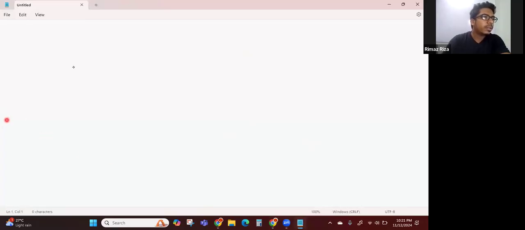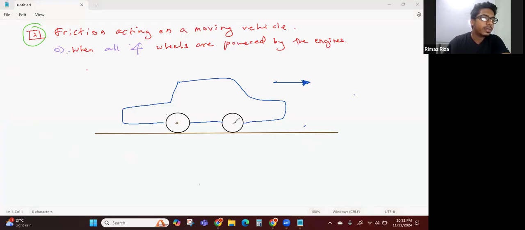Okay, so here I'll explain. Here the engine powers both wheels, I mean all four wheels. The engine rotates this wheel, so this wheel pushes the earth backwards. So an equal and opposite force acts on the wheel, F1, F1. Again the engine rotates this wheel, so this wheel pushes the earth backwards, and an equal and opposite force acts on the wheel, F2, F2. Both forces on the wheels are in the forward direction. Therefore F net is equal to F1 plus F2.